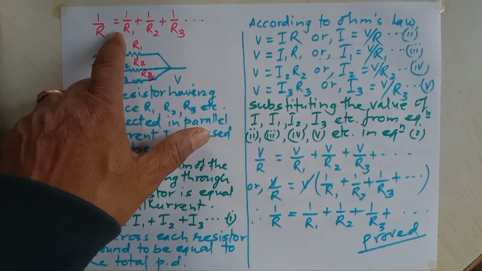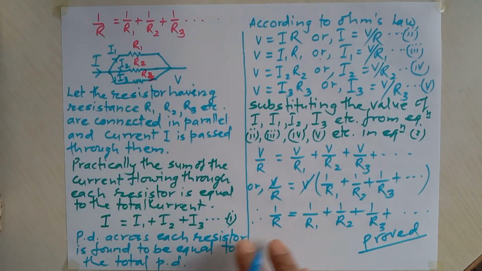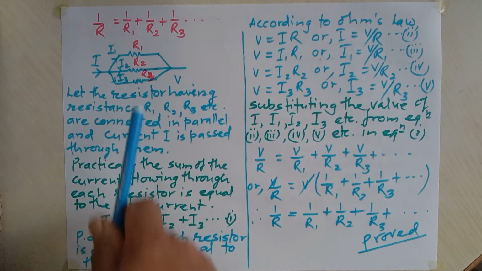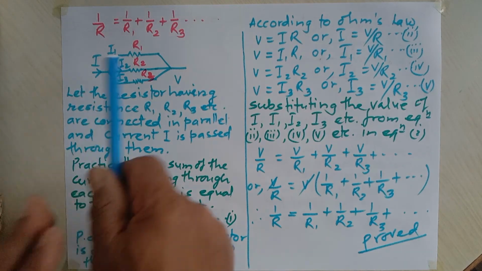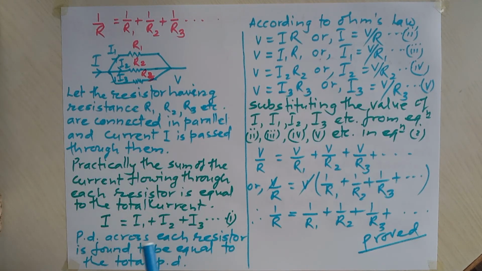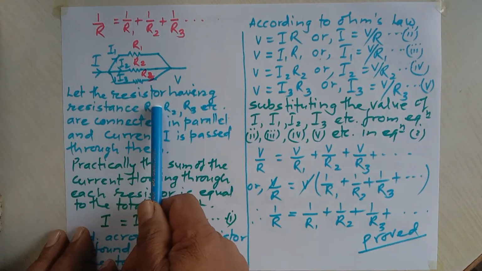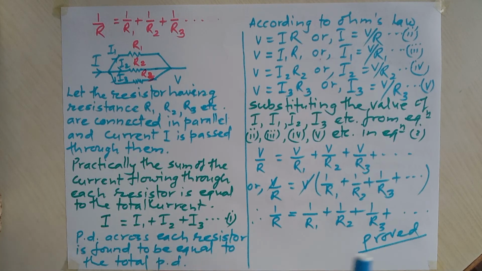What was asked at first, this we had to prove. And what is our conclusion? If resistors are connected in parallel, then all of them get the same voltage, but current divides among the resistors, and the total resistance can be calculated by using this equation: the reciprocal of the total resistance is equal to the sum of the reciprocal of the individual resistances.